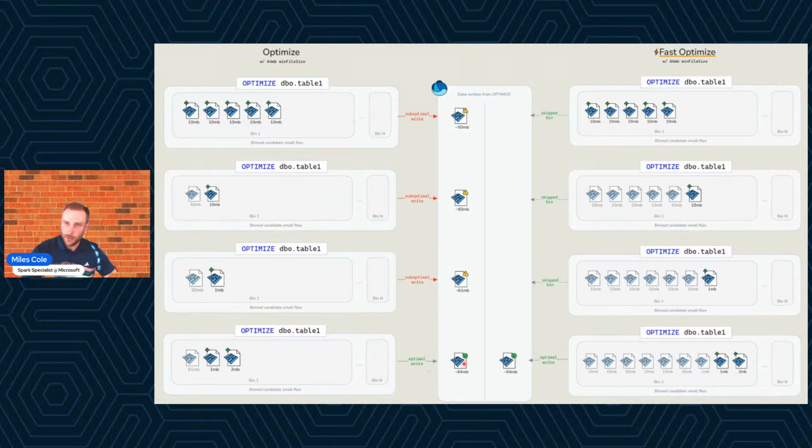But with Fast Optimize, we intelligently skip portions of compaction scope so that we avoid doing these suboptimal writes, and we intelligently wait until the right time, so we only do the work when it's calculated to be optimal.